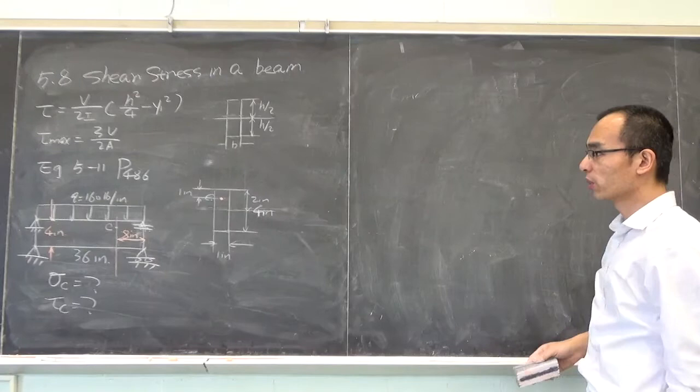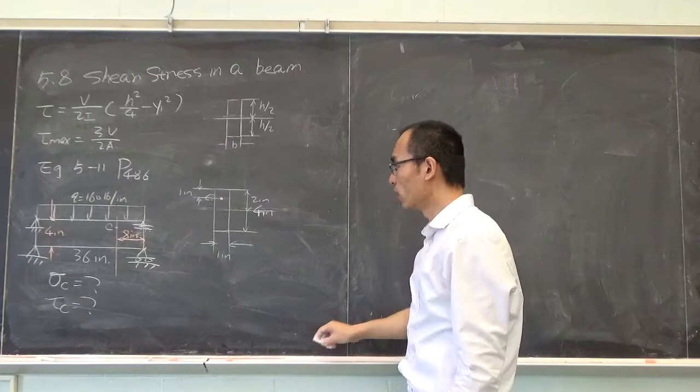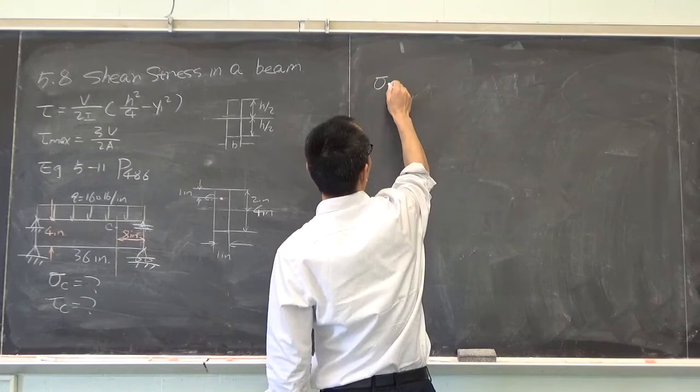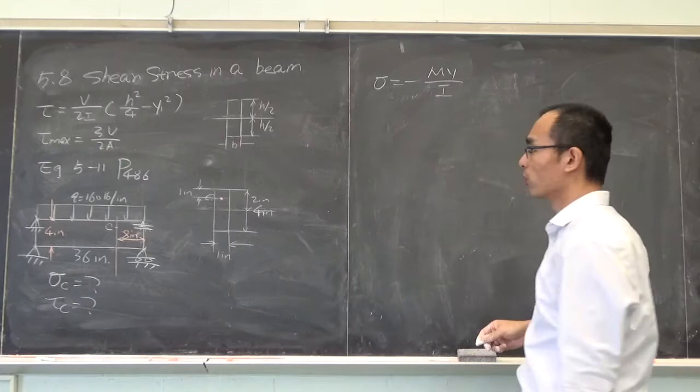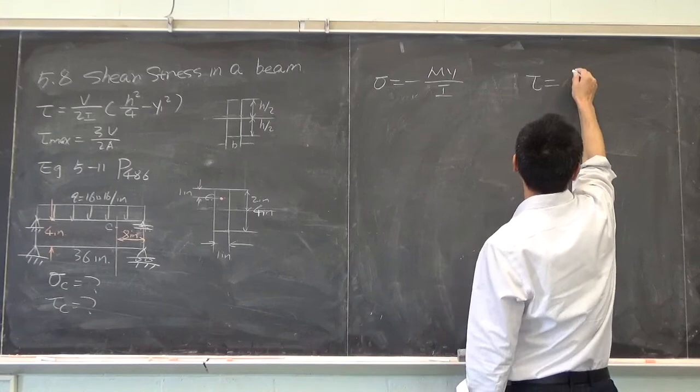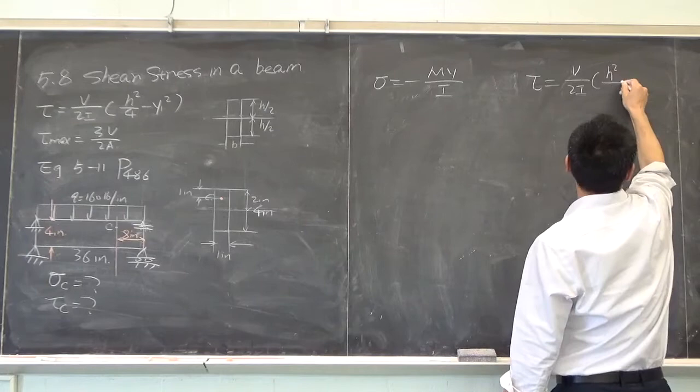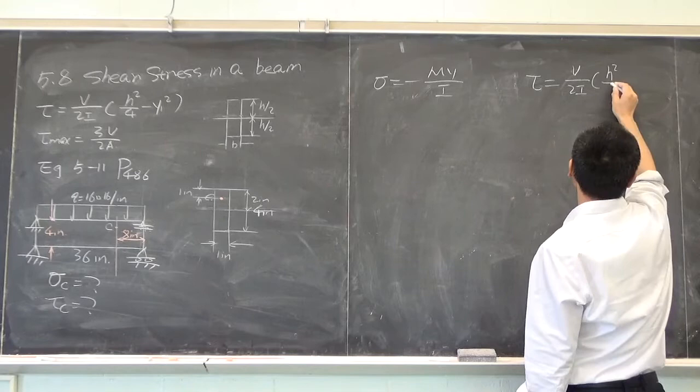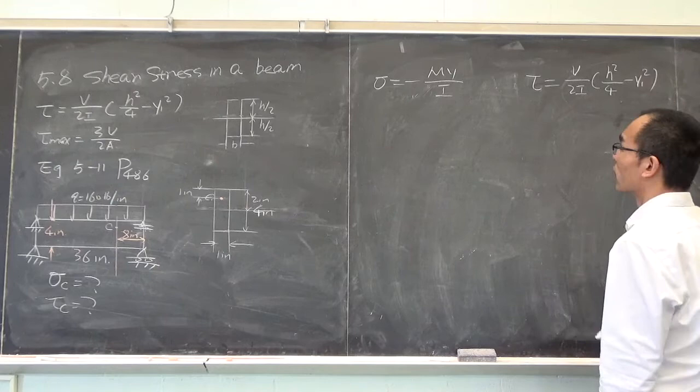If we want to calculate normal stress and shear stress, we need to know what, right? So we learned in the previous section, the normal stress is equal to, this is a general formula for the normal stress, right? And today we learned the shear stress will be equal to shear force, because this is just a random point, right? So we use this general formula, okay? Okay, so let's talk about this one first.